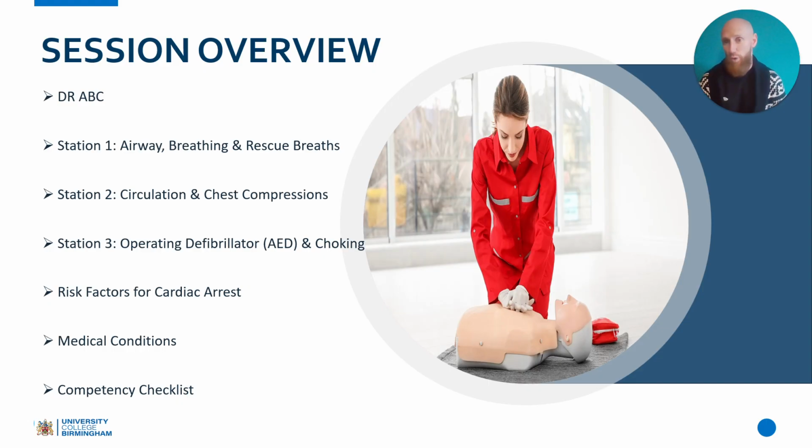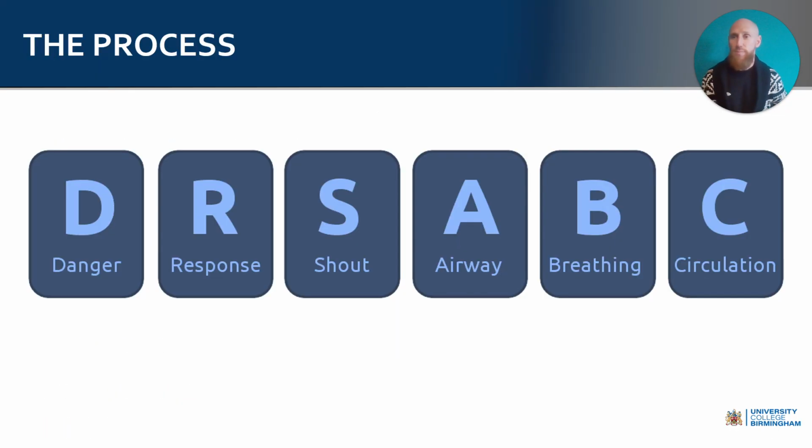Station 1 covers the airway, breathing, and the rescue breaths that you'll be required to potentially give. Station 2 will cover the circulation and the chest compressions. And then station 3 will go through how to use a defib or an AED. And we'll go through the choking process and how you manage choking. We'll talk through very quickly some of the risk factors for cardiac arrest. We'll talk through some medical conditions that can also lead to cardiac arrest, and then we'll go through the competency checklist that you will need to fill in on the practical day to make sure you have gone through everything.